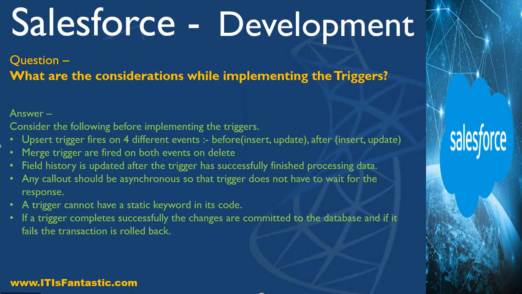What are the considerations while implementing a trigger? Consider the following before implementing a trigger. Upsert trigger fires on 4 different events: before insert, before update, after insert, and after update. Merge triggers are fired on both events on delete. Field history is updated after the trigger has successfully finished processing data. Any callout should be asynchronous so that the trigger does not have to wait for the response. A trigger cannot have a static keyword in its code. If a trigger completes successfully, the changes are committed to the database, and if it fails, the transactions are rolled back.